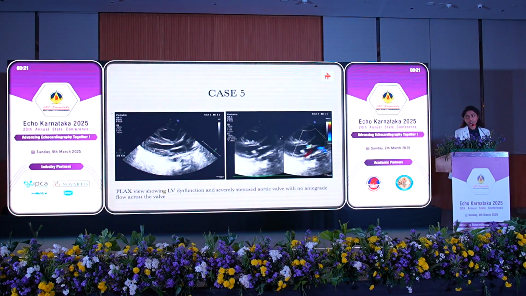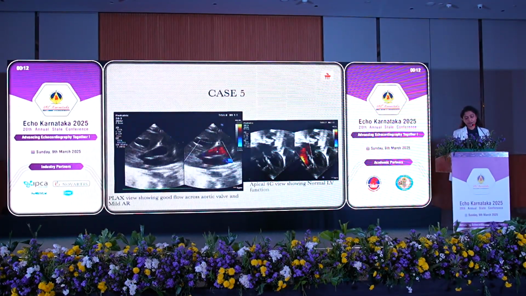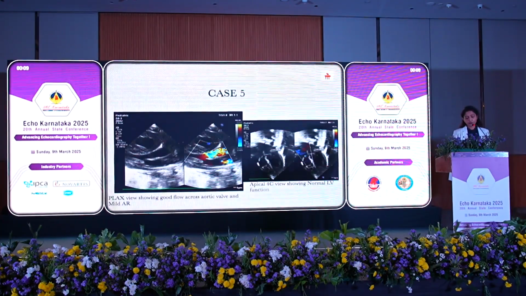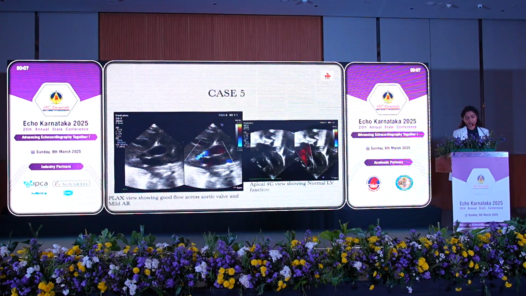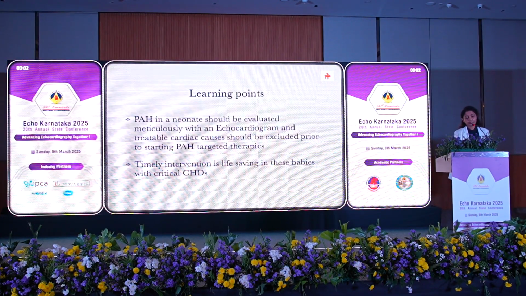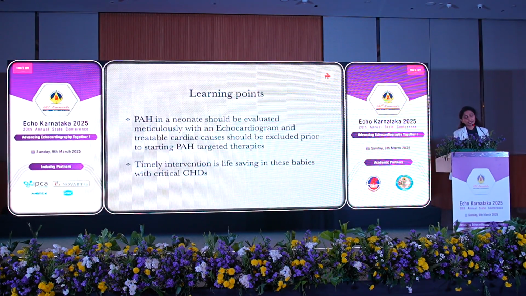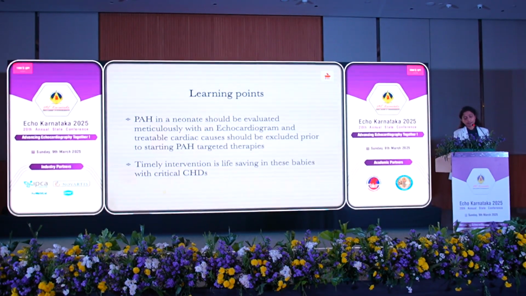So it's important to rule out left heart obstructive lesions whenever we see a neonate with PPHN. So this is post-ballooning. We see good flow across the aortic valve and mild AR. Apical 4-chamber shows improvement in the left ventricular function. So PAH in a neonate should be evaluated meticulously with an echo, and treatable cardiac causes should be excluded prior to starting PAH targeted therapy, especially inhaled nitric oxide. And timely intervention, as in this baby, is life-saving in these kinds of critical congenital heart diseases.